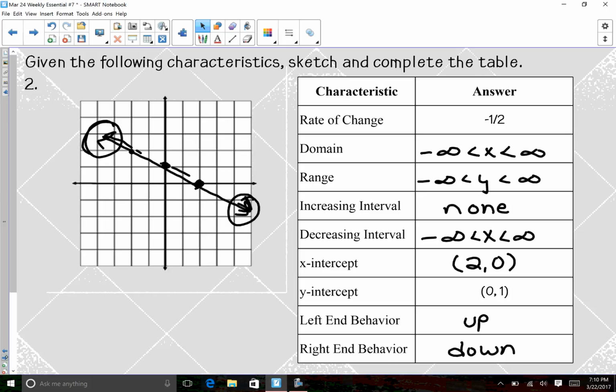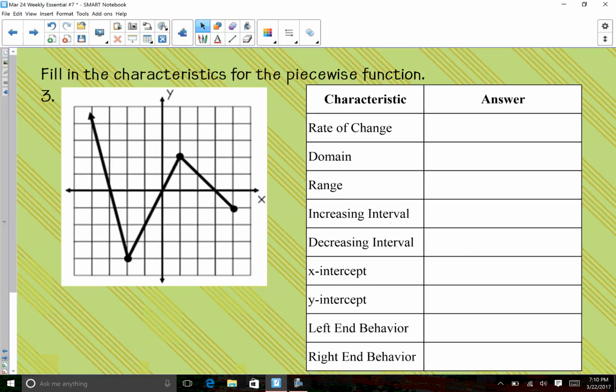Let's go to problem number 3. Here we have a piecewise function. Notice this graph has 3 pieces to it. Now, since it has 3 pieces, it's going to have 3 rates of change. So if I start, I'll call this piece 1, this one is going to be piece 2, this one's piece 3. Now let's find the rate of change of each.